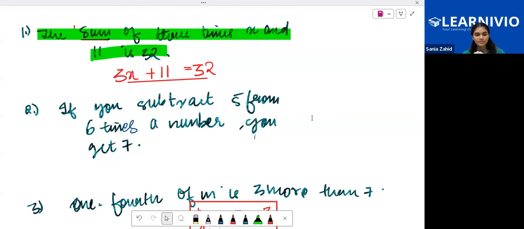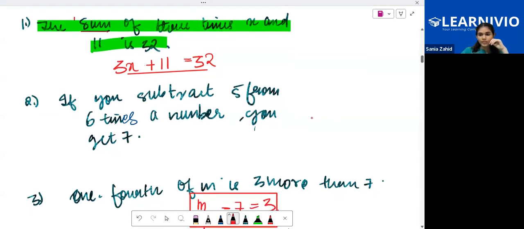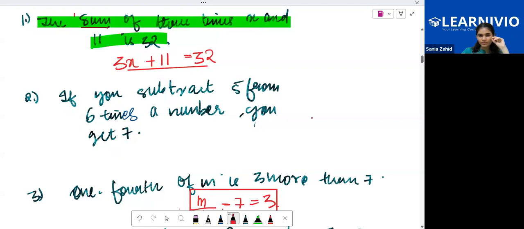Tell me, what's the answer? Read the statement. 6x minus 5 is equal to 7. Okay, and Razan, what is your answer? Two. What is your answer? 2. I'm sorry. 2. How come 2?